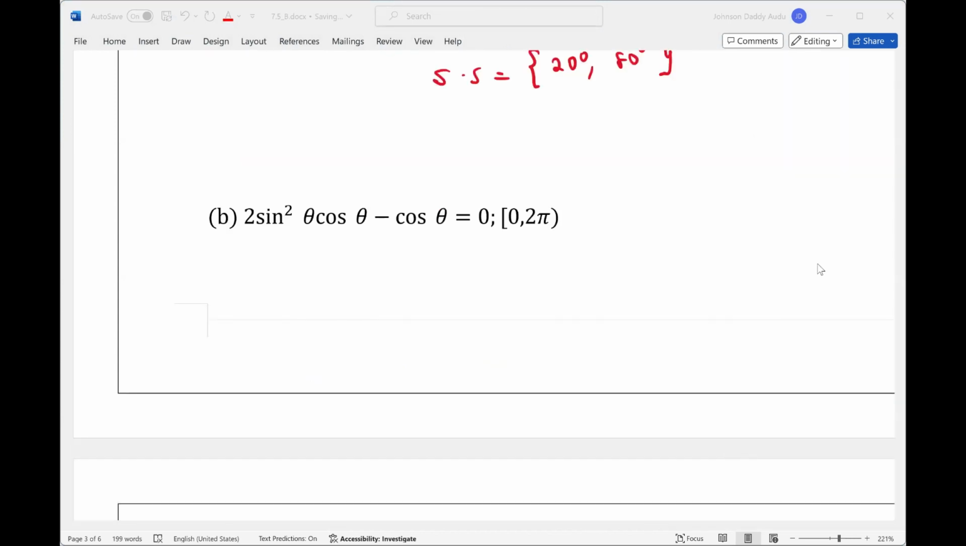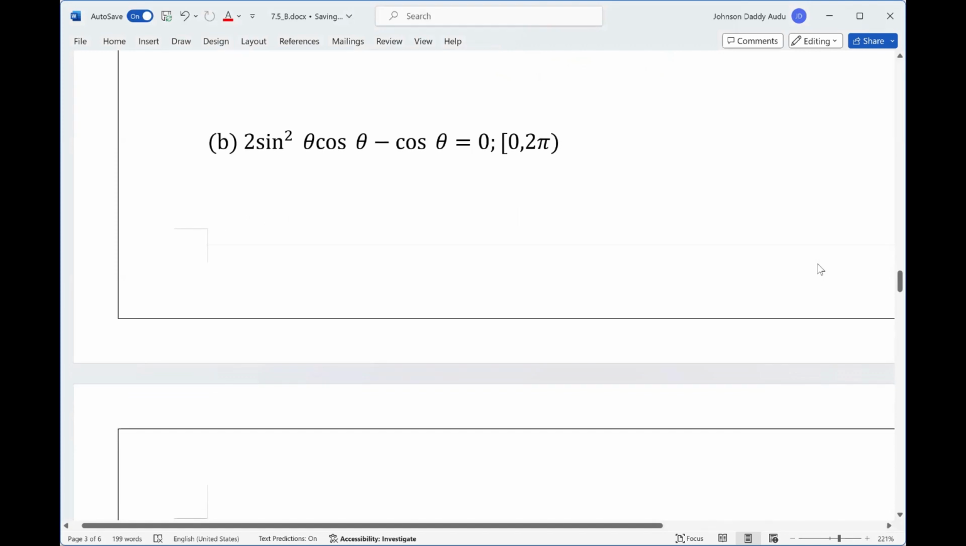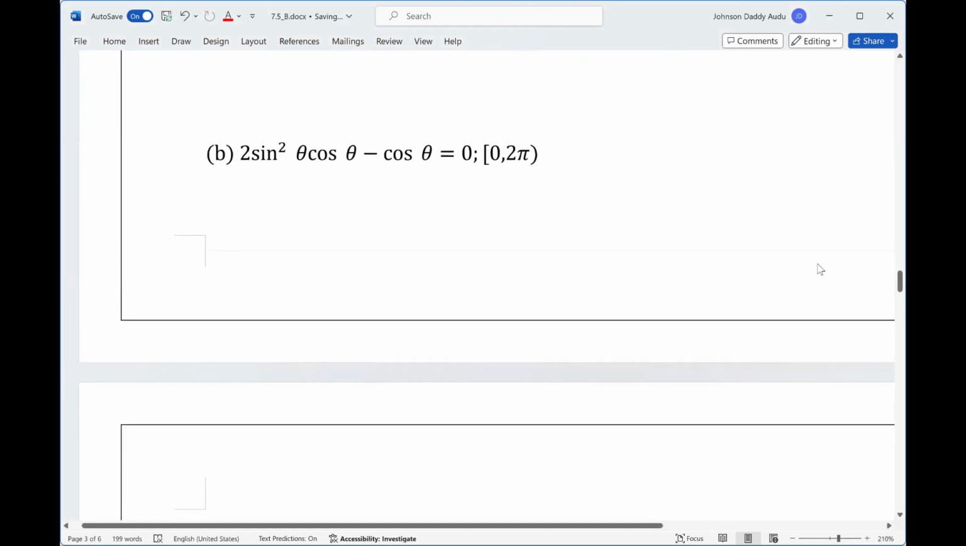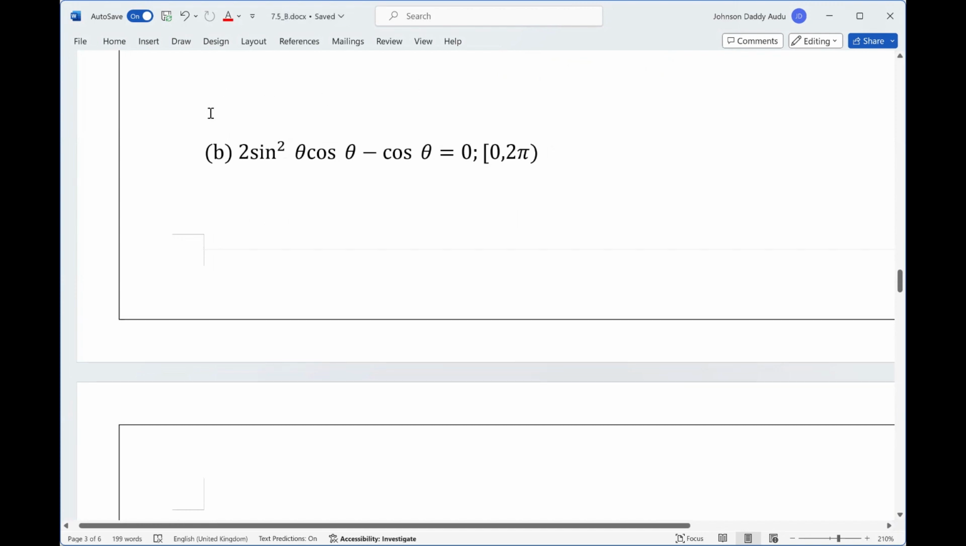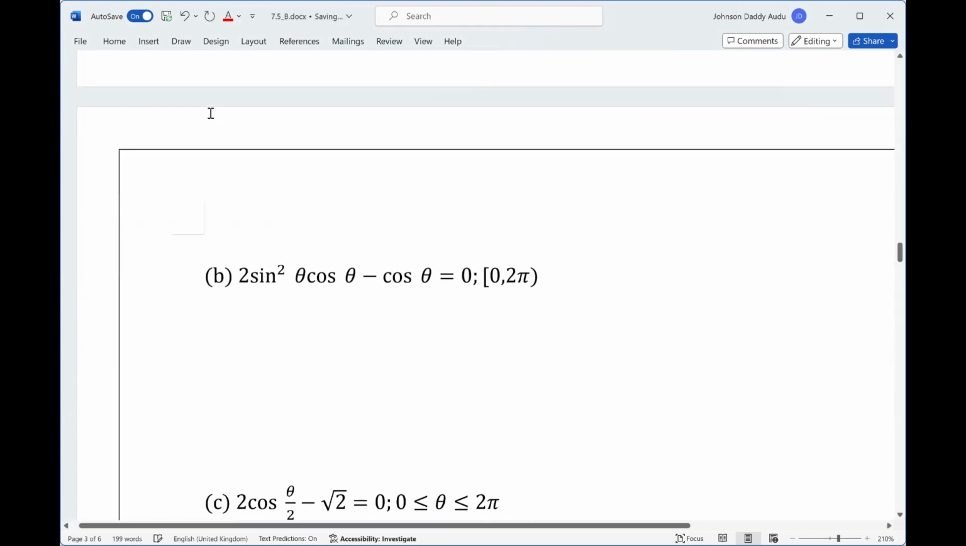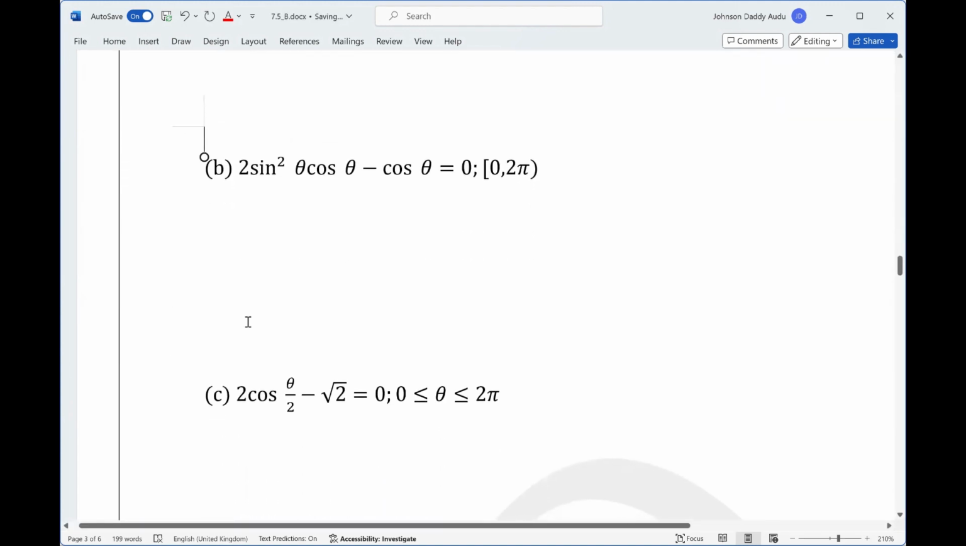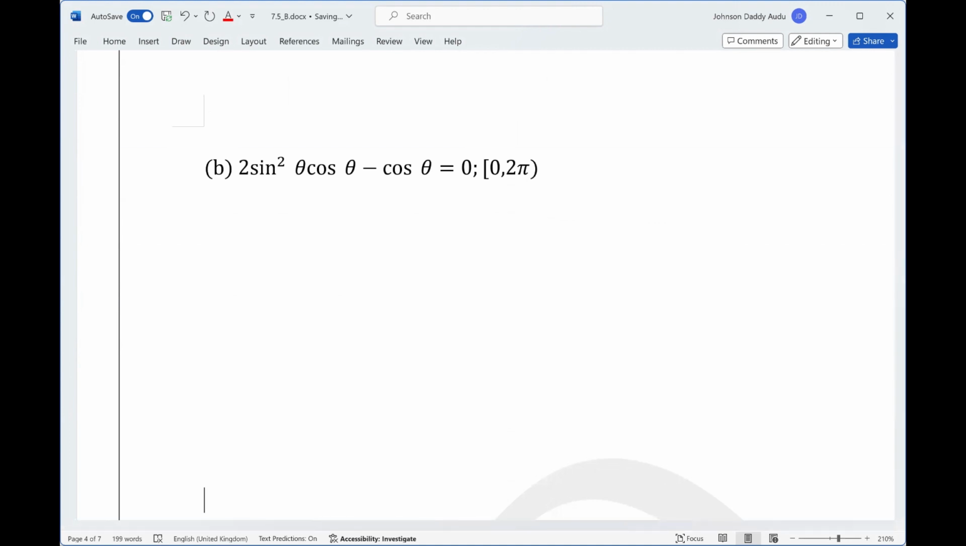All right, so if you look at this one, it is 2 sine squared cosine squared minus 1, right? So let's see this one. So here we can also factorize, right? What can we take as a subject of the formula?